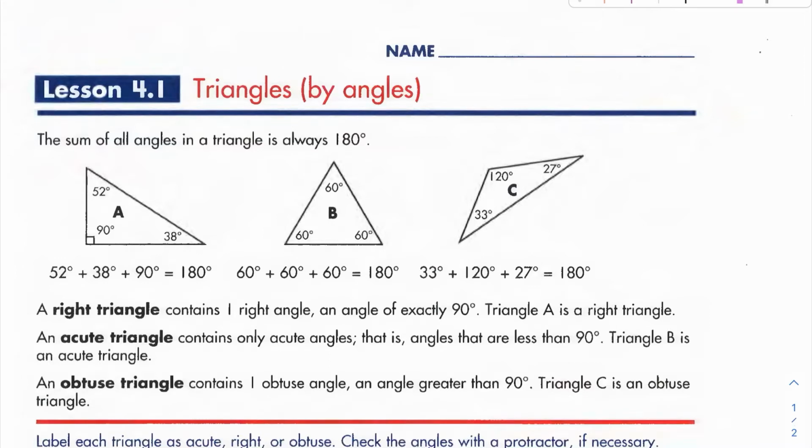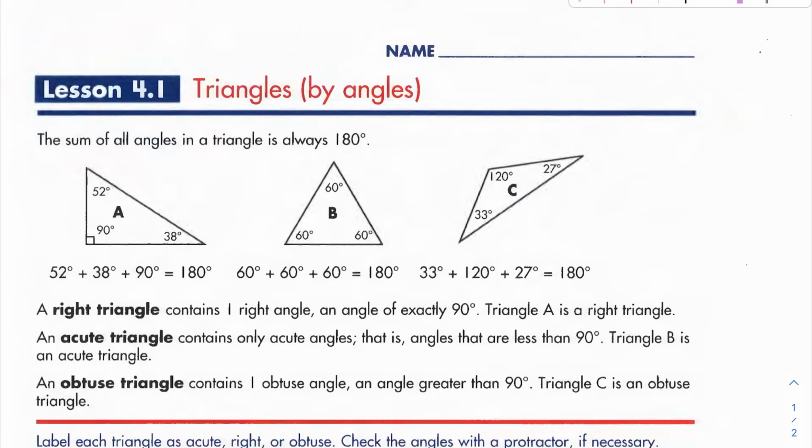We can also call them acute triangles. Acute triangles are triangles that contain only acute angles. Acute angles are angles that are less than 90 degrees. So if all three angles are less than 90 degrees each, it will be an acute triangle. Triangle B is an example of an acute triangle.